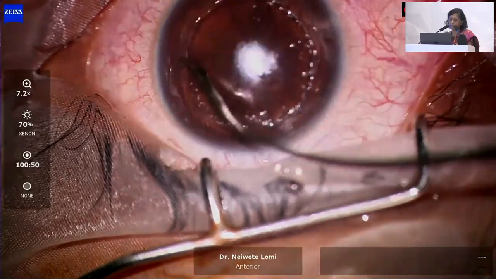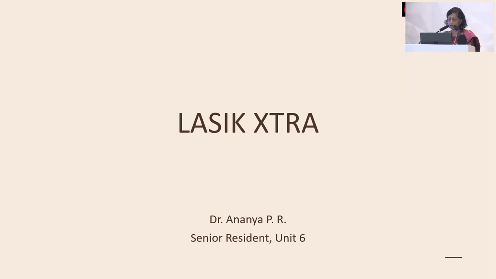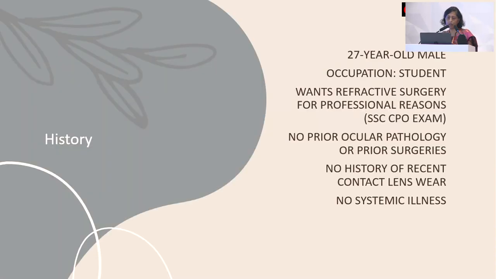And then the riboflavin is applied, and then the application of the UV light. So there are certain indications, borderline corneas, where one is going to go for a refractive surgical procedure, and one would top it up with cross-linking, what we call LASIK Xtra.